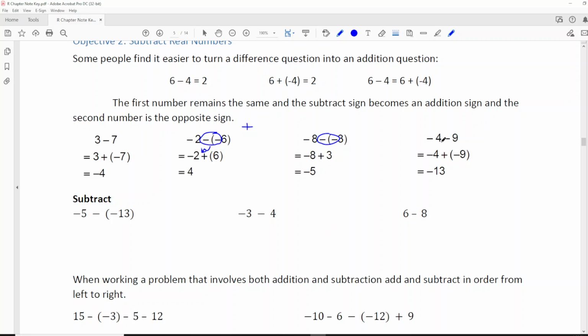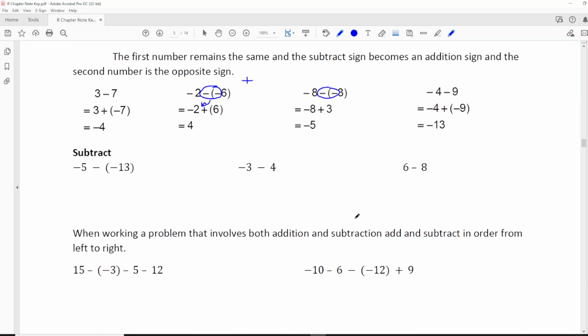And then here I've got -4 plus a -9, or -4 take away 9, so I'm going in a negative direction, and I've got -13. So I've got just 3 questions here, give them a go.